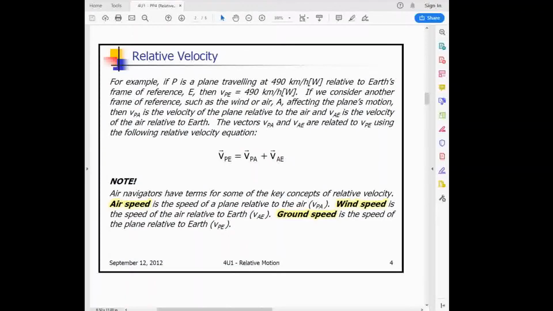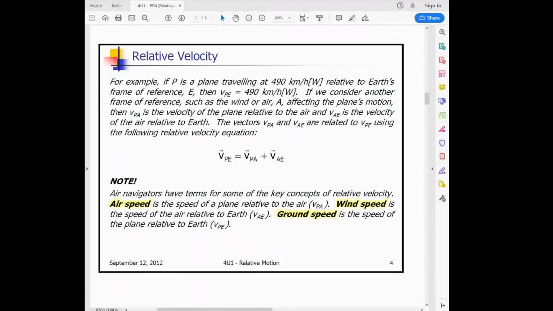So here's another example. This one involves a plane moving relative to the Earth, and the plane moving relative to the air, and the air moving relative to the Earth. So here we have an airplane. It's traveling at 490 kilometers per hour west relative to the Earth's frame of reference. So its VPE, which is its velocity of the plane relative to the Earth, is 490 kilometers per hour west.